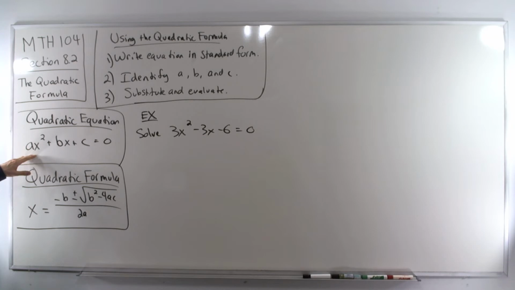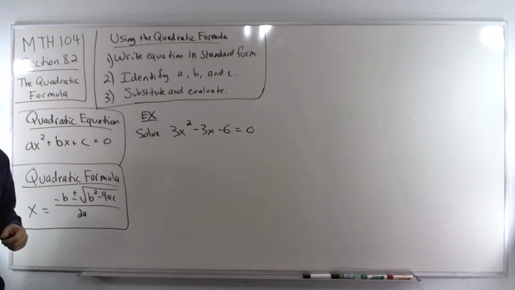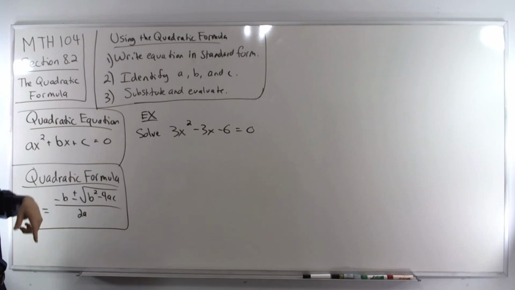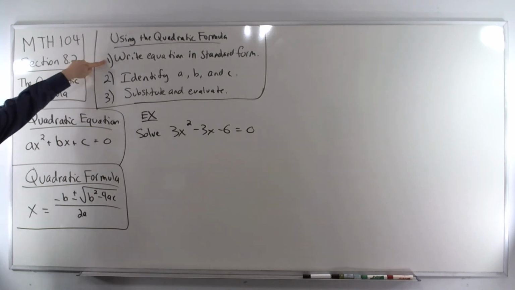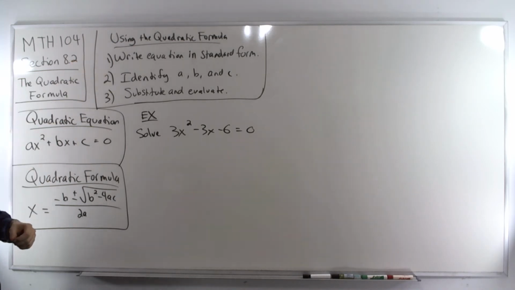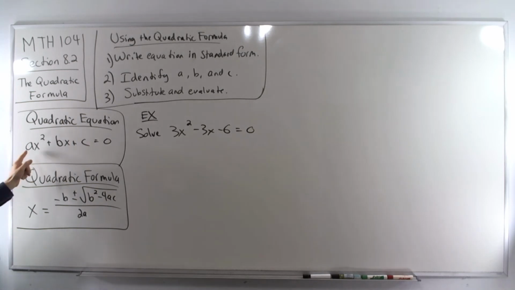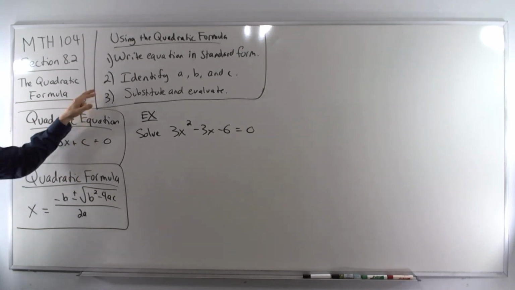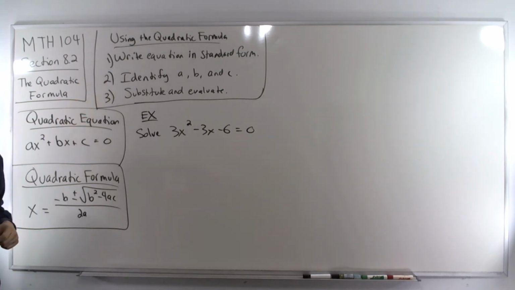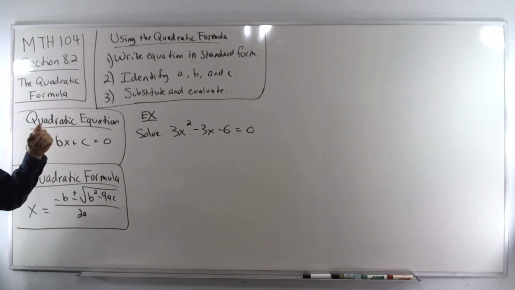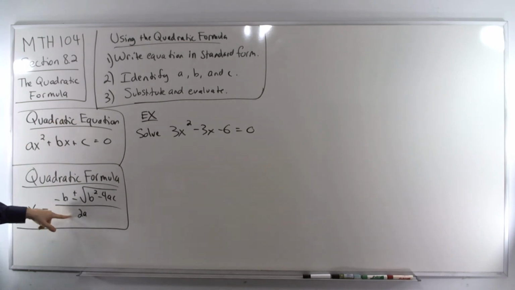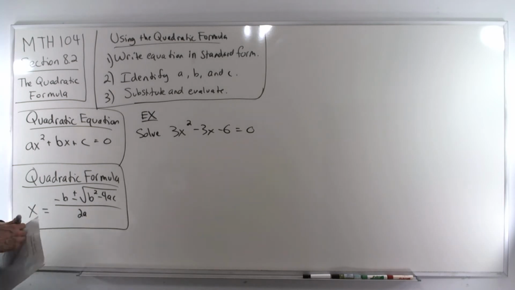Now, you can tell a quadratic equation because it has a highest exponent of 2. Here's a quadratic equation in standard form, and that's going to be the first step when we're using the quadratic formula to solve a quadratic equation. We're going to write that equation in standard form first. And the reason is, it'll be easy to pick out the values of a, b, and c. And that's step 2. Then we're going to take those values of a, b, and c and plug them into the quadratic formula and evaluate.